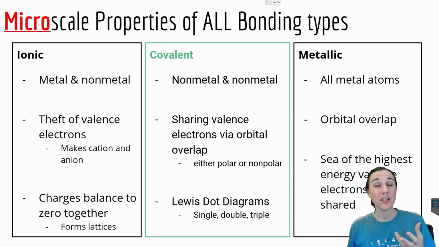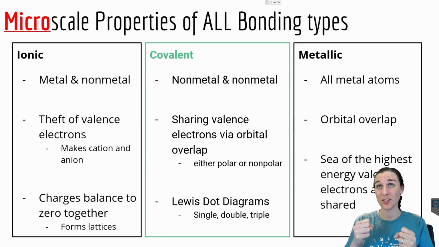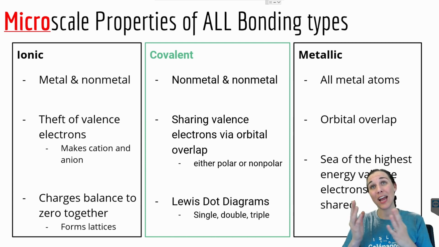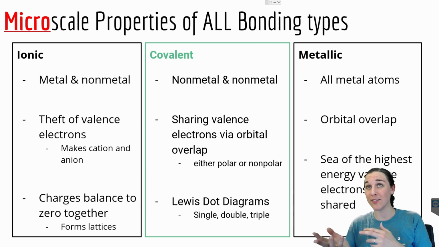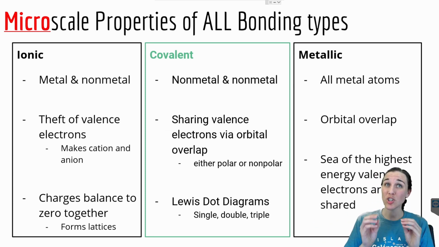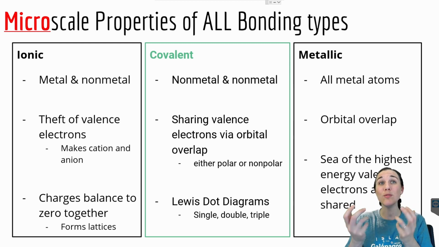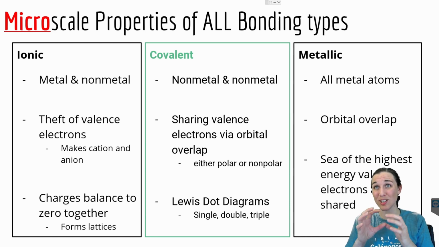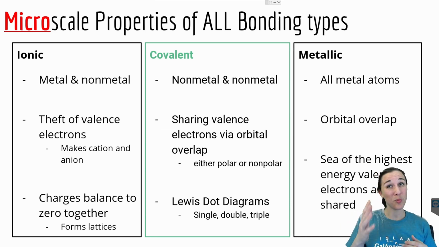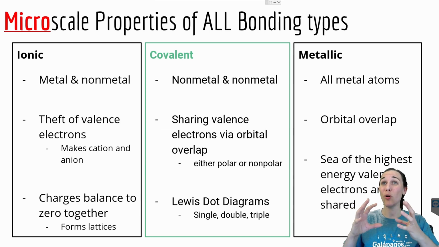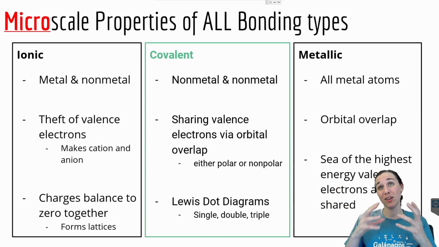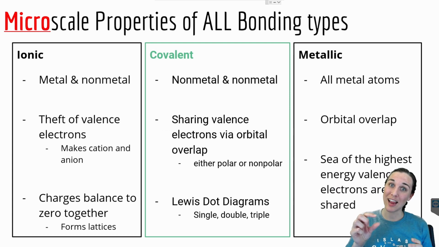So then let's delve into the atoms themselves and talk about the microscale properties of these bonding types. For ionic bonds, it's always going to be a metal and a nonmetal, and we're talking about the theft of valence electrons, so the full taking or giving of valence electrons, and that creates that cation or anion property. A loss or gain of electrons creates a positive or negative charge on the atom. Then we also see that those charges are going to attract to each other to balance out to zero, to be neutral, and they form lattices. So there's lots of structures together. It's not necessarily just one molecule. There's typically a whole structure and network of molecules working together to create these little ionic lattices.